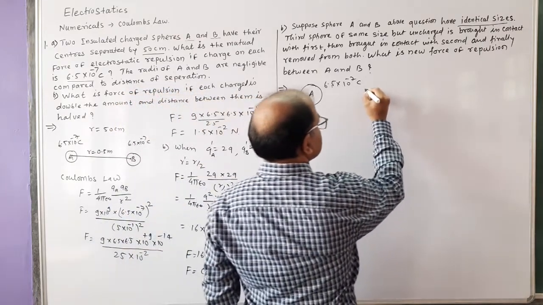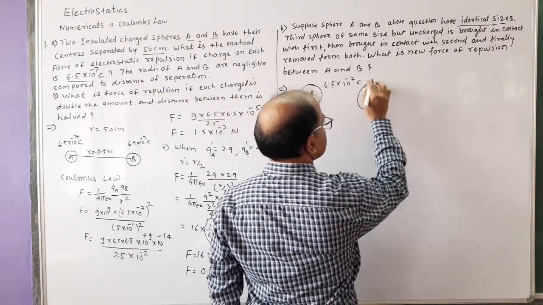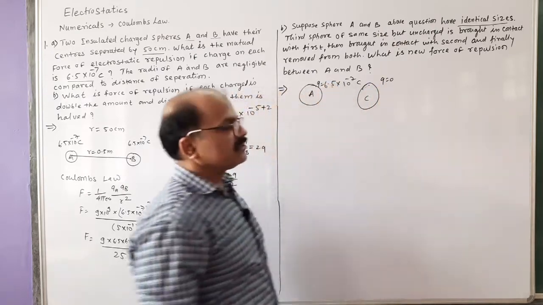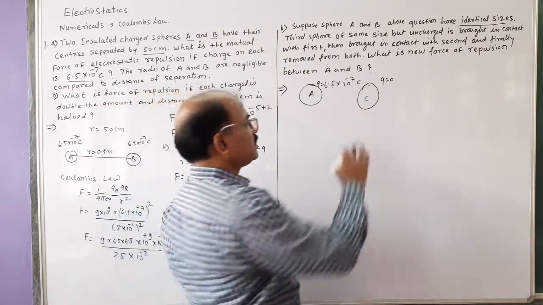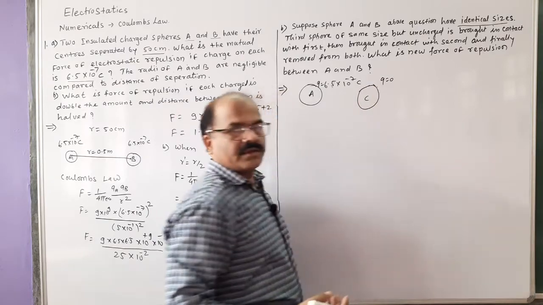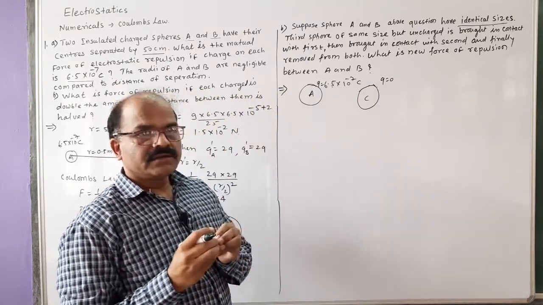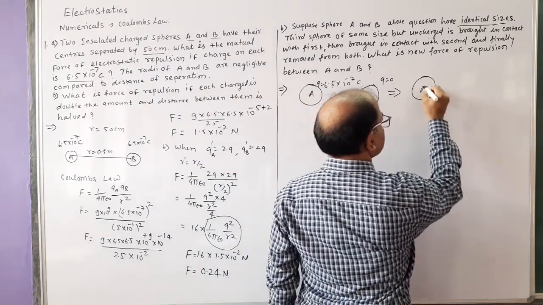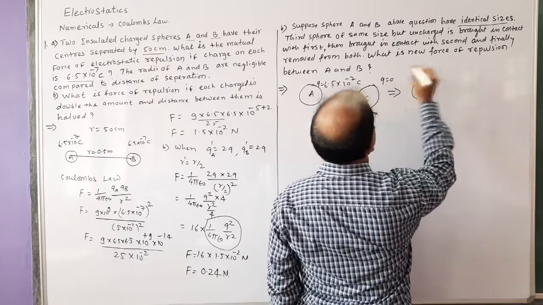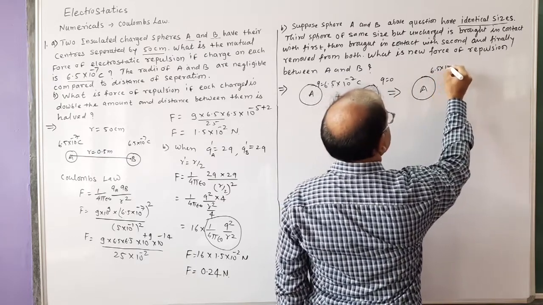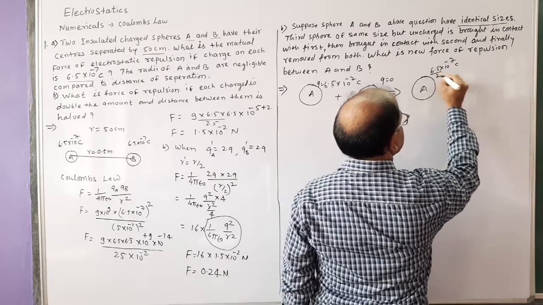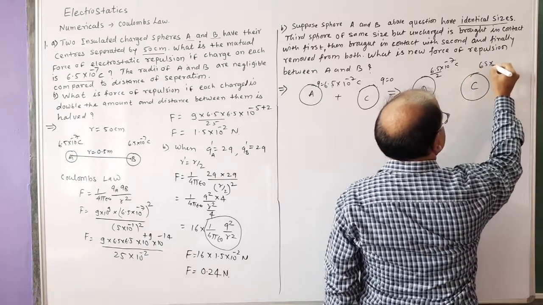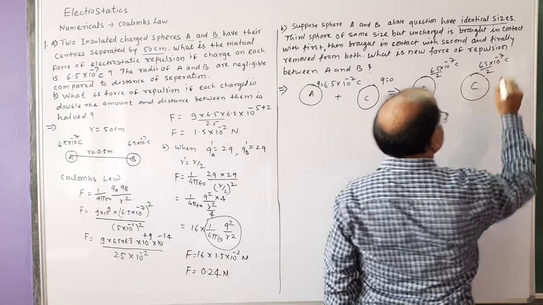And another identical charge C, which is identical, with charge equal to 0, no charge, uncharged. Both are identical. When they touch each other, there will be a sharing of the charge. A will share the charge, 6.5 × 10^-7 Coulomb divided by 2, and C also gets a charge of 6.5 × 10^-7 divided by 2.